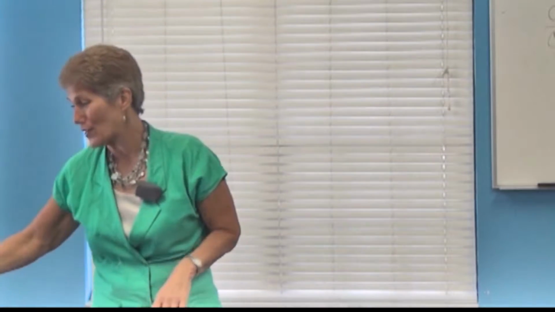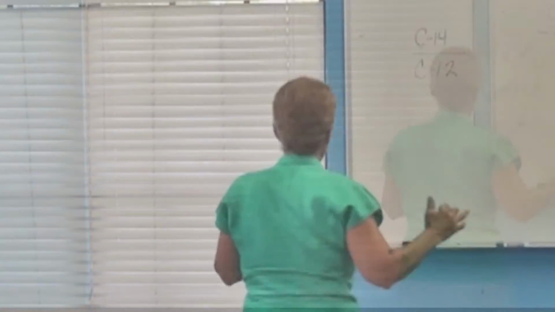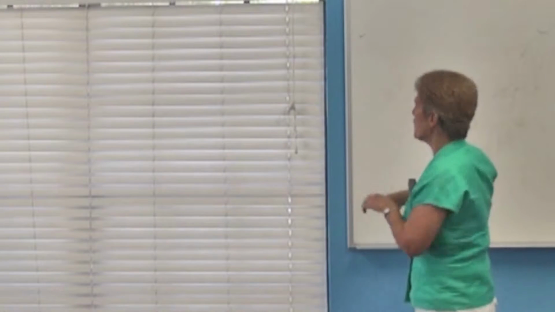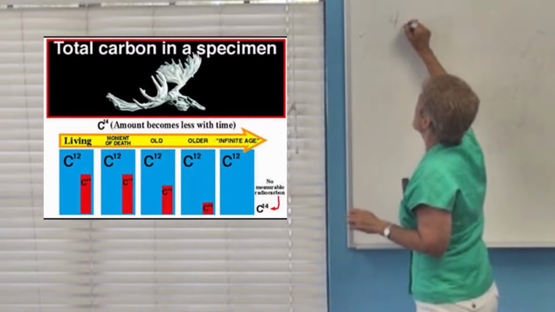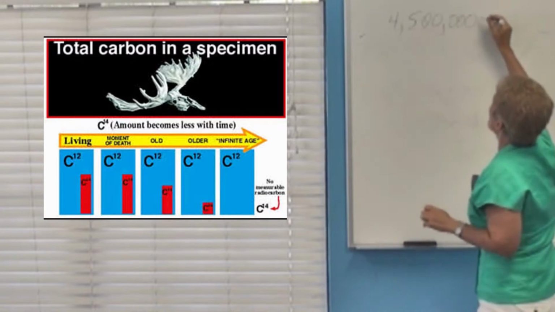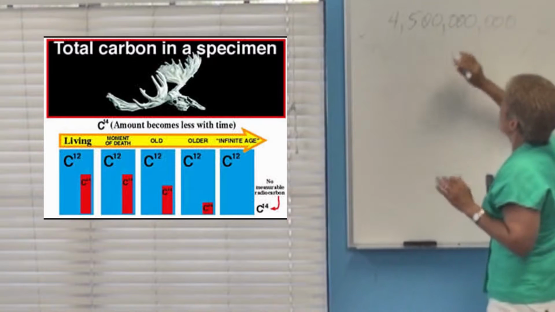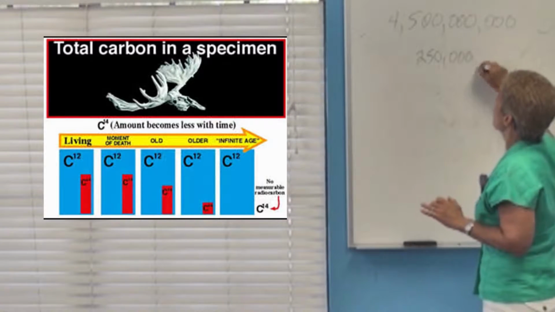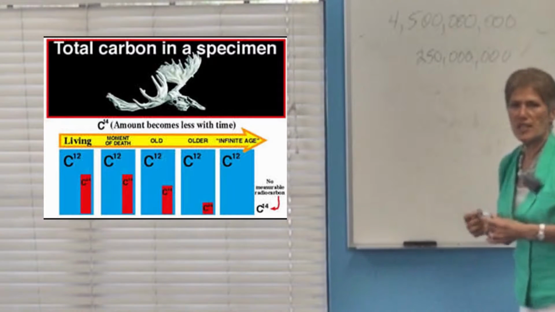So that's how that works. Now the trick is this. Fossils that are supposed to be hundreds of millions of years old. Remember, the Earth is supposed to be 4,500,000,000 years old. They found fossils that are supposed to be like 250 million years old. They still have carbon-14 in them.